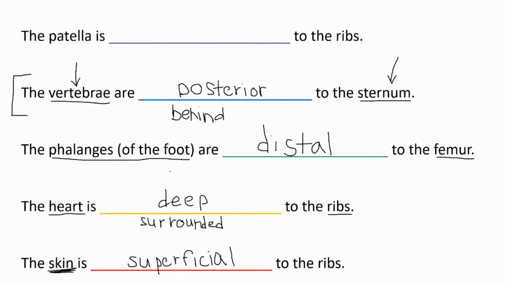Hey, check this out. What if my question said the phalanges of the hand? If I change that to the phalanges of the hand, which word would I use now? Any guesses? The phalanges of the hand. Hey, so we're agreeing it's either. Okay, so we got lots of options here. I'm seeing superior, inferior. I'm seeing lateral, medial.